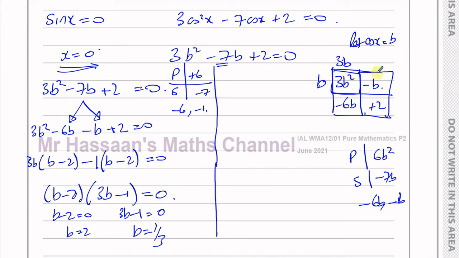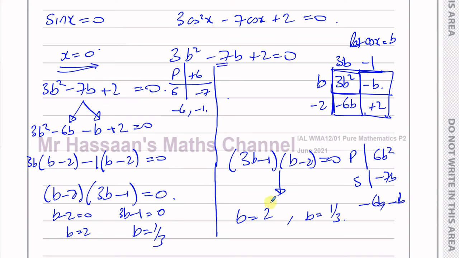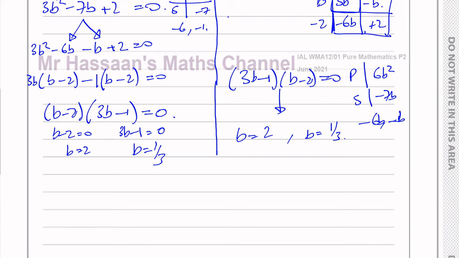And b times this length here gives me minus b, well, that must be minus 1. And 3b times this gives me minus 6b, that must be minus 2. 3b times minus 2 is minus 6b. And these are my two factors. So I end up with 3b minus 1 and b minus 2 equals 0. And then I proceed in the same way, getting b equals 2 and b equals 1/3. Now, those are our two solutions.